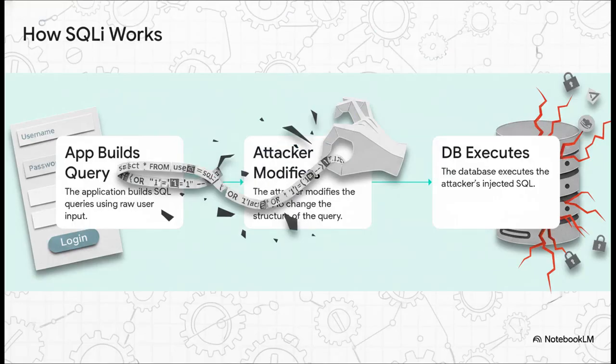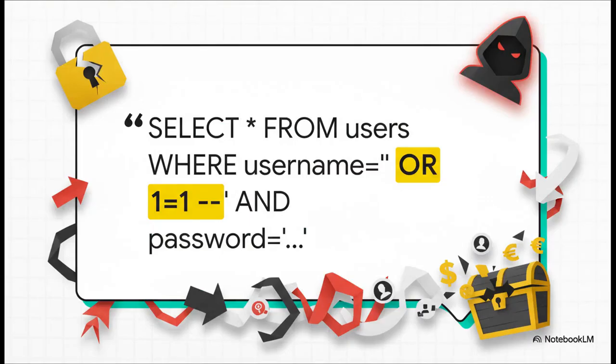It's a really simple but devastating three-step process. First, your code starts building a database query using input from, say, a login form. Step 2, the attacker crafts some special input designed to totally change the meaning of your query. And finally, Step 3, your database, just doing what it was told, executes the attacker's malicious command instead of your own.